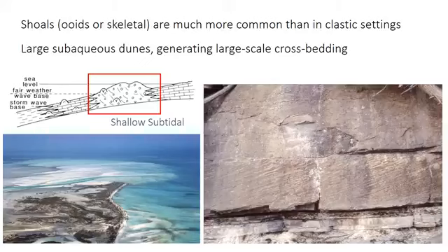So because these shoals are large dunes, they generate large-scale crossbedding. On the picture on the right, the scale bar is difficult to see. You might be able to pick it out in the middle there. But these crossbeds are around 60 centimeters thick, so very large dunes made of carbonate, say, packstone or grainstone.